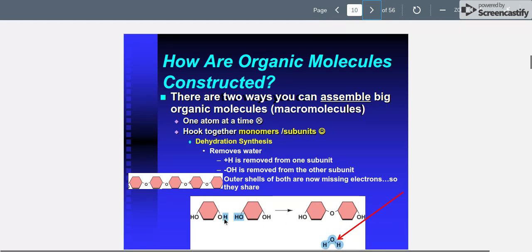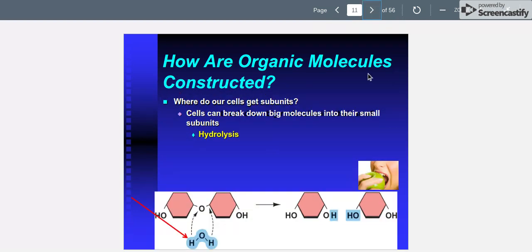So we pull a hydrogen from one of those monomers, pull a hydroxide from the other monomer. Those bond together to form water. And then we get, in this case, a disaccharide. So it's a 2-part molecule here. Okay, so we're just chaining together our subunits here. And so we put these 2 together, and then we add another and another and another until we get that full chain.